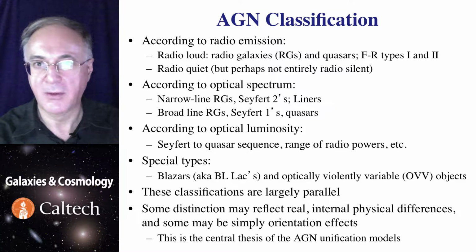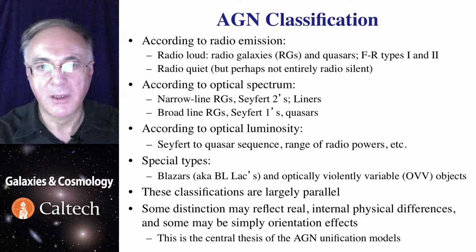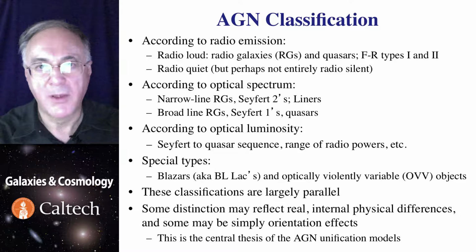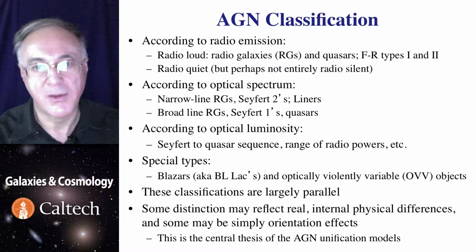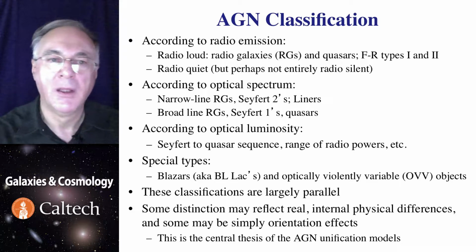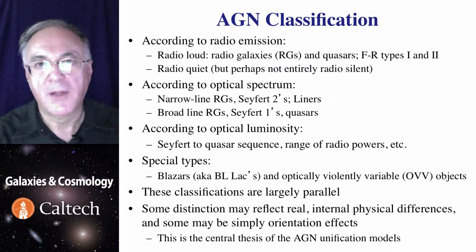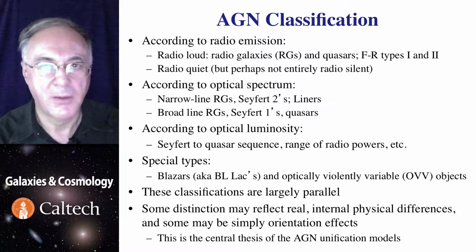Within the radio loud category, they come in two varieties, as so-called Fanaroff-Riley types 1 and 2, which I'll define in a bit. And many of the radio quiet ones are not really radio silent. They're just not as radio loud as those that we call radio loud. Now, according to the optical spectrum, we can divide them by whether or not they show broad emission lines. They always do show narrow emission lines.